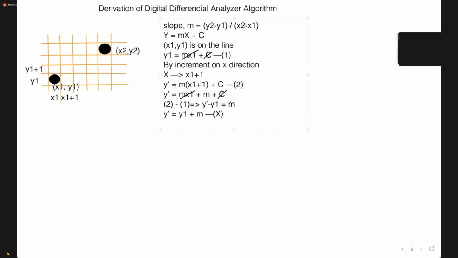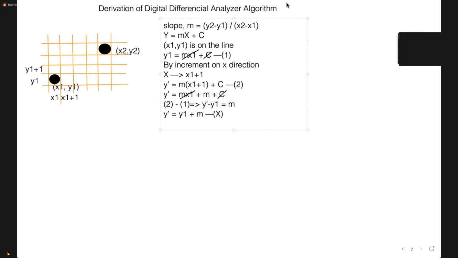This is the main thing we have to understand. When we do 1 pixel increment in the x direction, the y coordinate will increase by the slope. So when we are increasing 1 pixel in the x direction, the y coordinate will increase by a fraction of slope. A fraction of slope will be incremented in the y direction when we increment 1 pixel in the x direction.